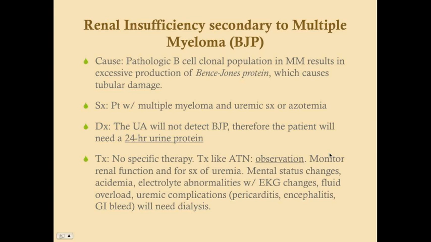So this is a pretty easy one to suspect because the patient is going to be a patient with multiple myeloma or signs of multiple myeloma, and then they'll also have uremic symptoms or azotemia found on labs. The diagnosis for these patients to determine that it's renal insufficiency secondary to multiple myeloma is to get a 24-hour urine protein. A urinalysis will not detect Bence-Jones proteins because it's such a small protein. The urinalysis is more to find larger proteins.